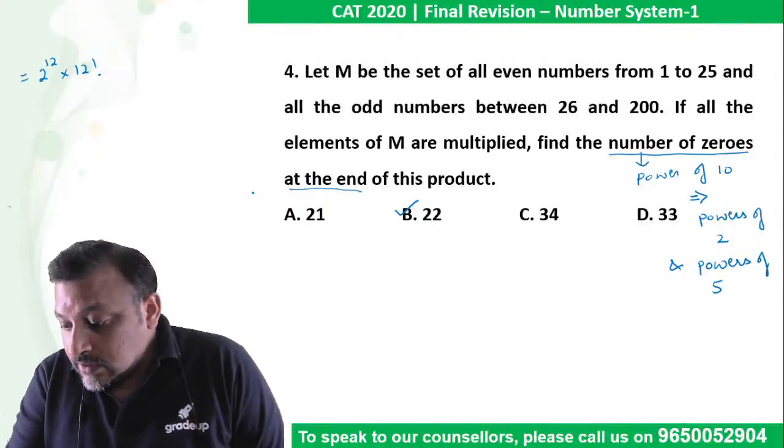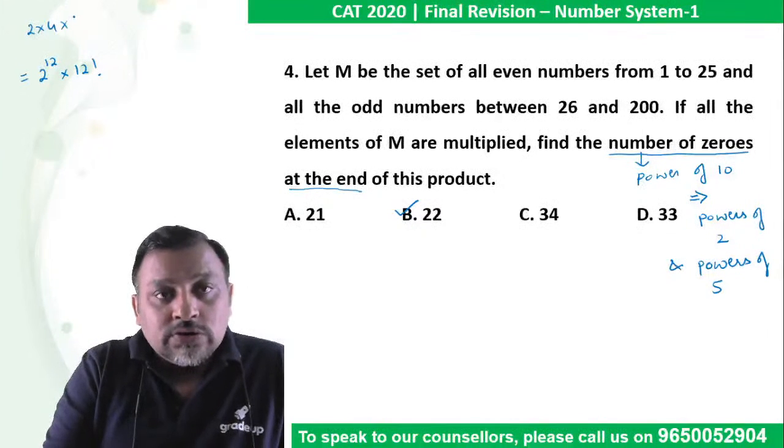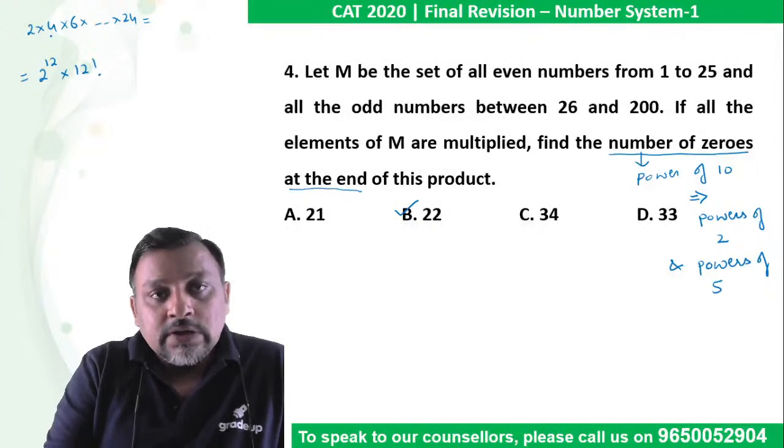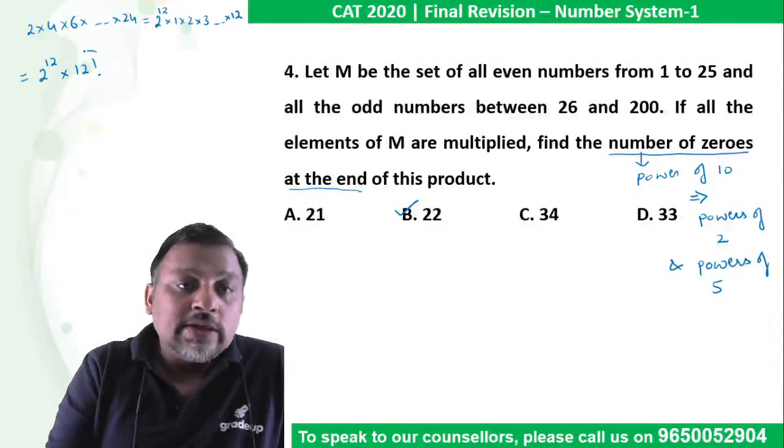Okay, so 2 into 4 into 6 and so on till 24. In each of the numbers we have 2, so it is 2 raised to the power 12 into 1 into 2 into 3 and so on till 12. Okay, so in this I can find the power of 2.